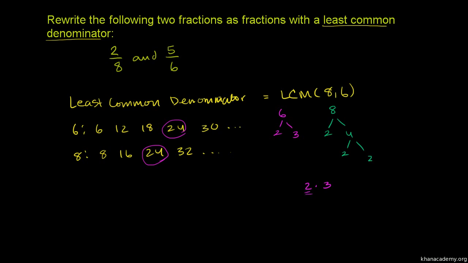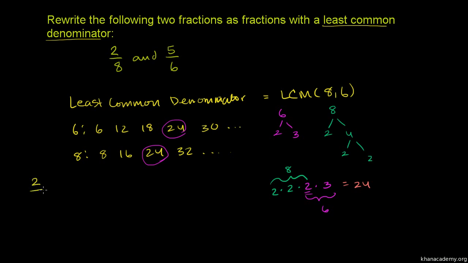Now let's throw in a couple more. So then you'll have another 2, and then another 2. So this part right over here makes it divisible by 8. And this part right over here makes it divisible by 6. If I take 2 times 2 times 2 times 3, that does give me 24. So our least common multiple of 8 and 6, which is also the least common denominator of these two fractions, is going to be 24. So what we want to do is rewrite each of these fractions with 24 as the denominator.